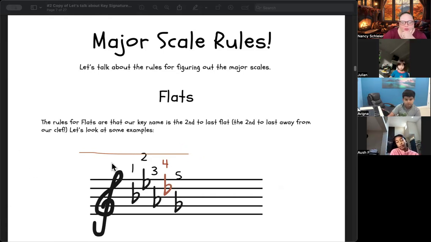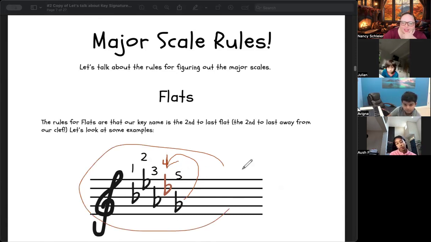Okay, so I've labeled them and I've made this one kind of a red color so that it's a little easier to see. So if our key signature is the second to last flat, what is this key signature? Does anybody know? Arya, do you know what it is?